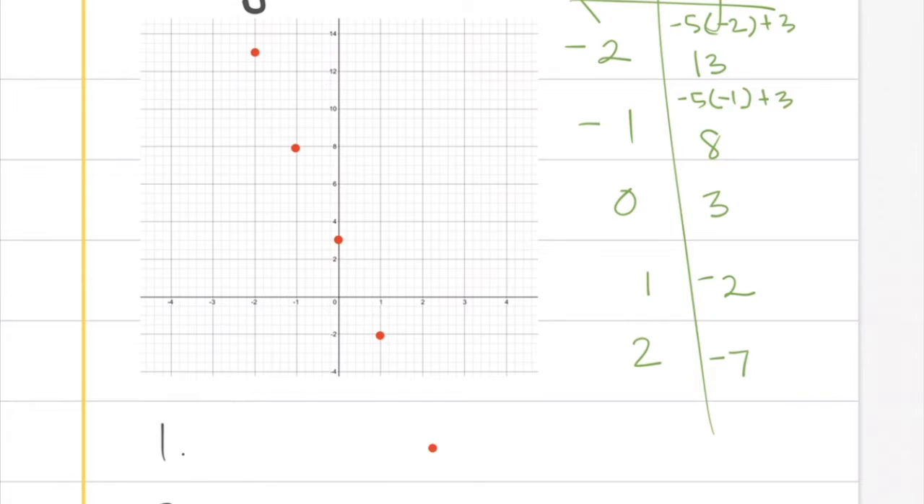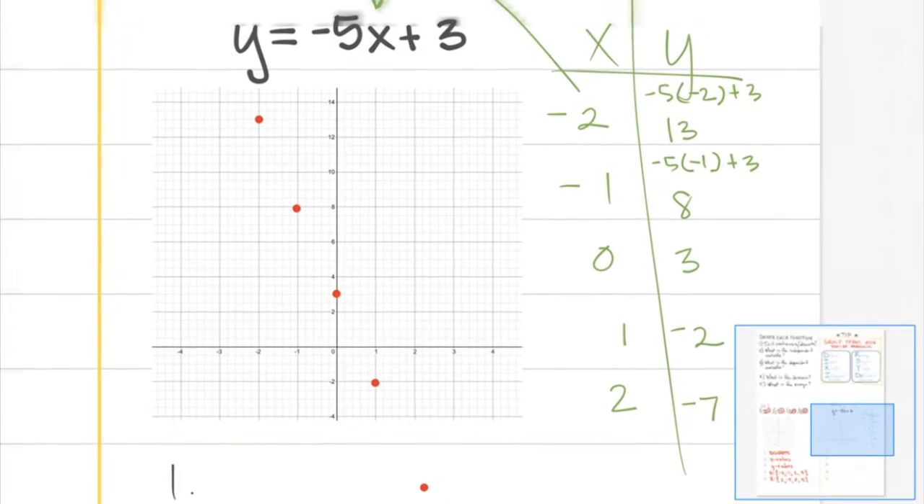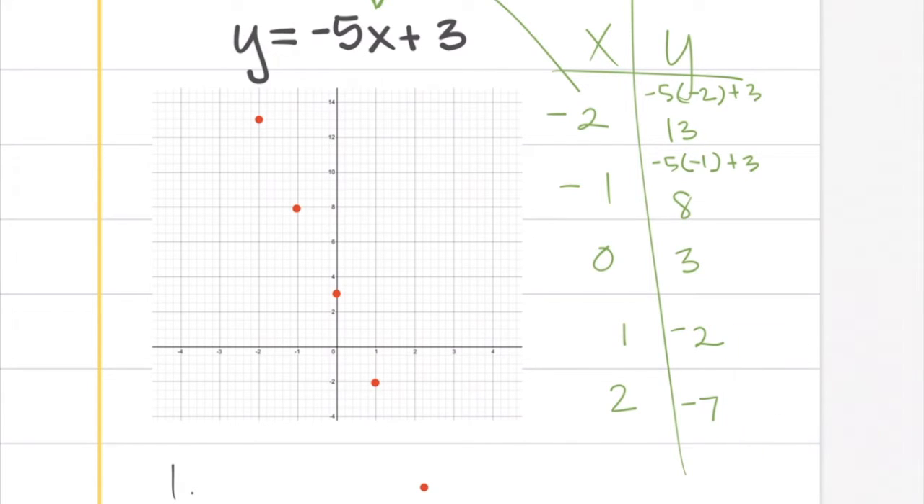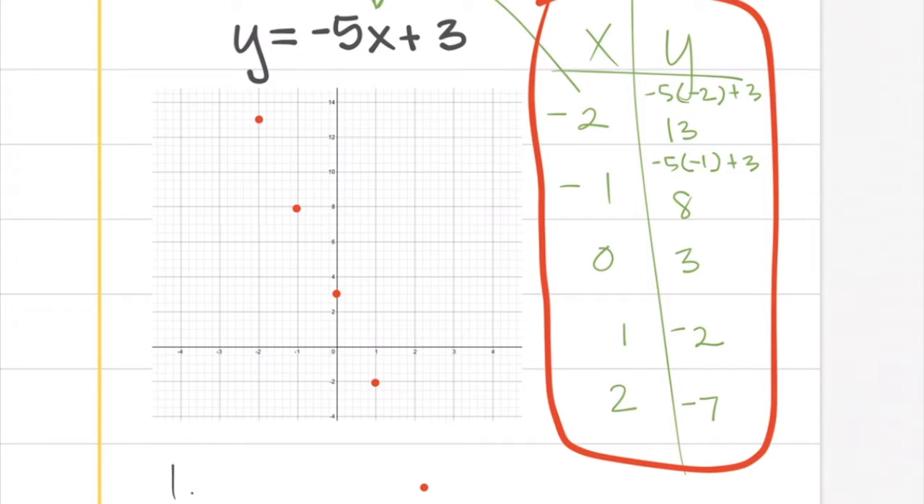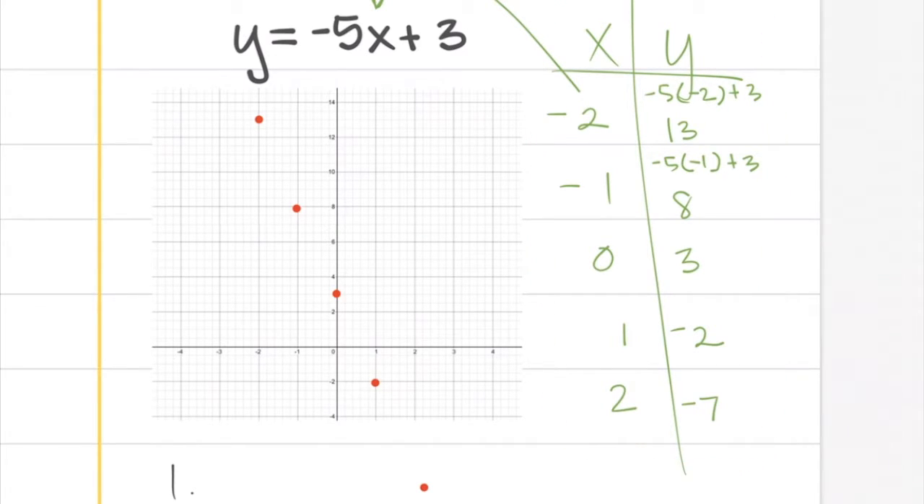All the points are plotted, and as it looks right now, this is a discrete function, but we need to think about whether it should stay a discrete function. I want you to go back to that original function rule, and notice all you were given was an equation. You weren't given any restriction for what x could be. Now, here's the key. You need to remember that the table is just a sample of some of the points along this line. So don't go based on the table for deciding whether a function is discrete or continuous.